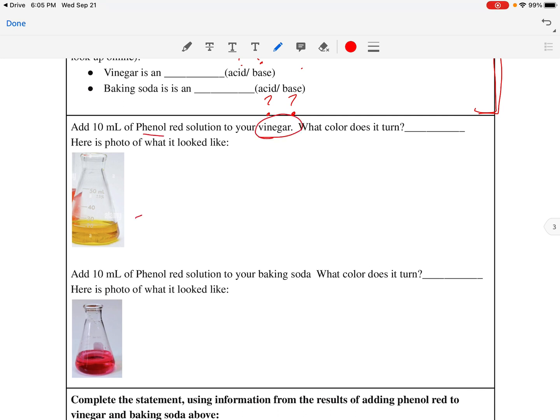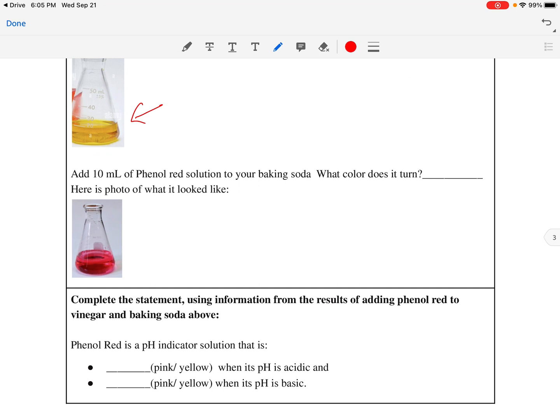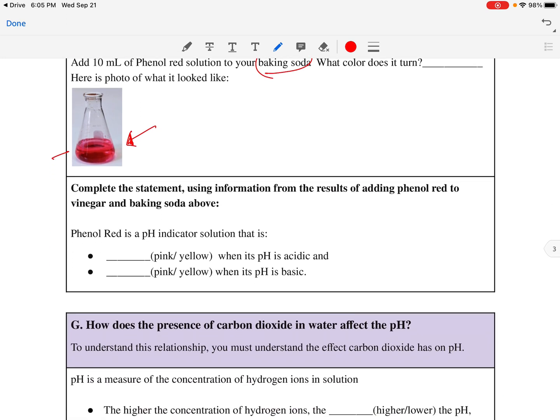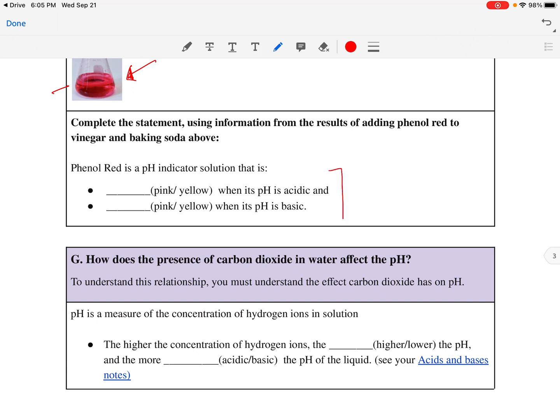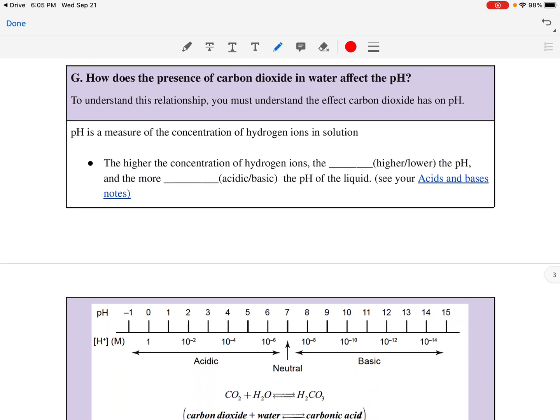And then we added phenol red to the vinegar, and this is the color it turned here. So that's an easy one. You can just write what color is that there. Then we added it to the baking soda, and this is the color it turned. This is actually close to the starting color that phenol red is. So it stays red with a base, and it turns orange when it's a little acidic, and then yellow when it's more acidic. Okay, and then you're going to answer this question based on the results above.